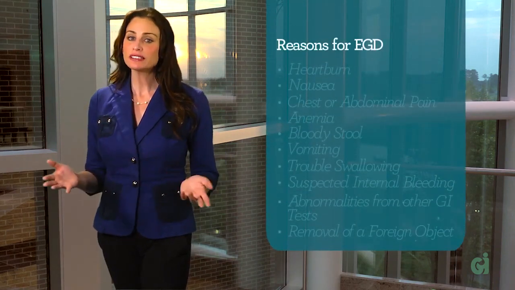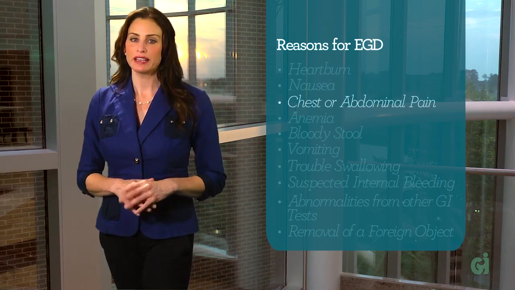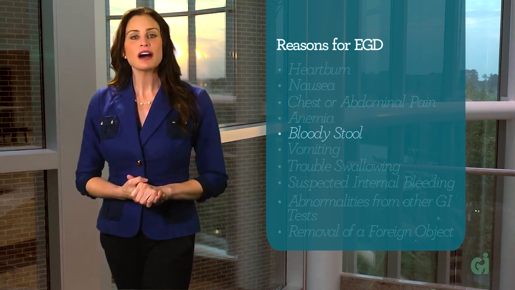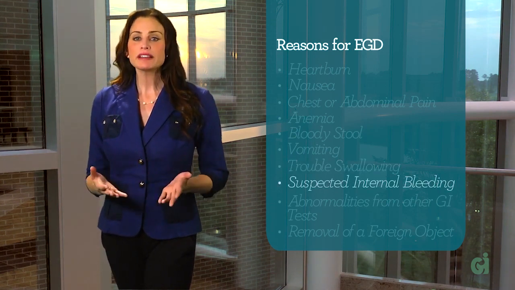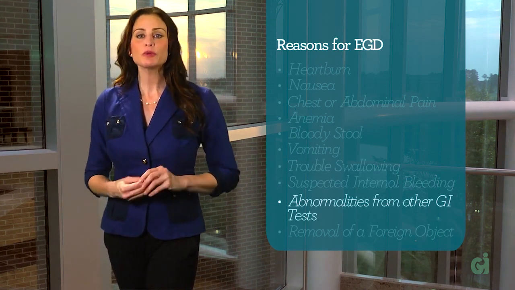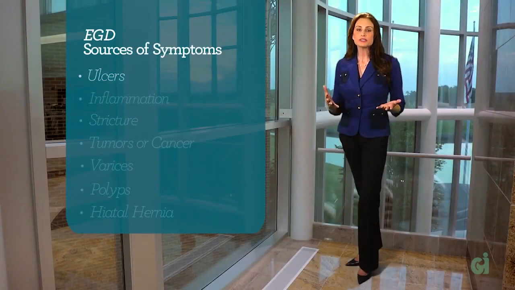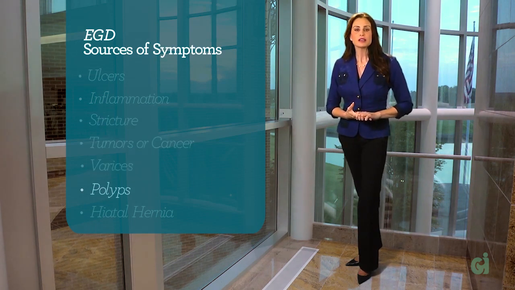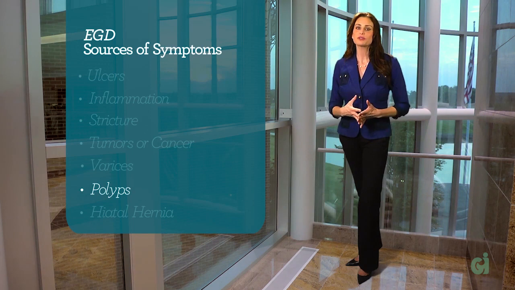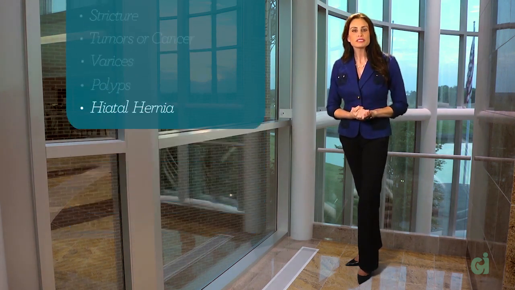The most common reasons for an EGD include, but are not limited to, heartburn, nausea, chest or abdominal pain, anemia, bloody stool, vomiting, trouble swallowing, suspected internal bleeding, abnormalities from other GI tests, or for the removal of a foreign object. The sources of these symptoms may include ulcers, inflammation, stricture, tumors or cancer, varices, polyps, usually harmless tissue growth, but sometimes precancerous, hiatal hernia, which may cause reflux symptoms.